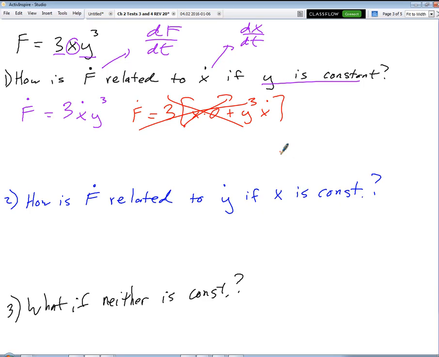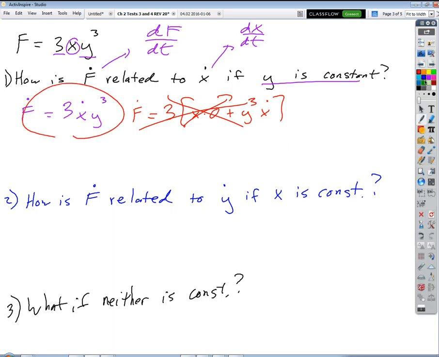Okay, so there's our answer for part 1. What about part 2? So what if x is constant? What are we gonna get? Let's do that one again. Do you have to do the product rule, right?